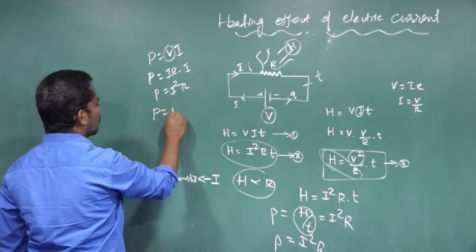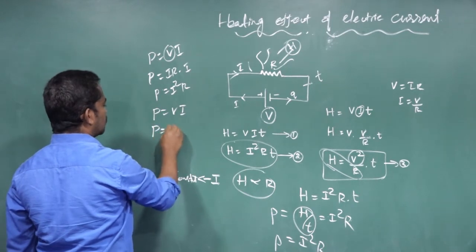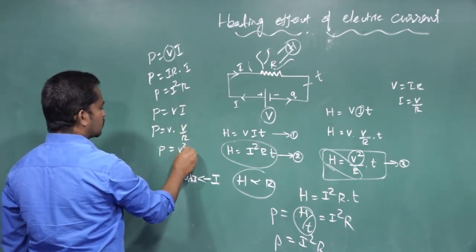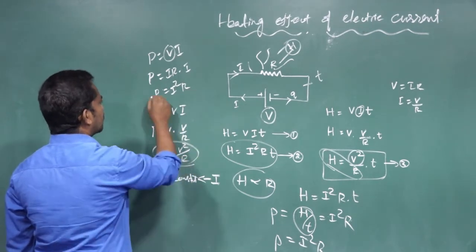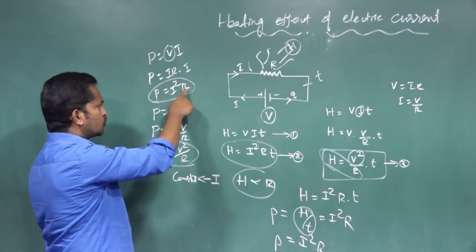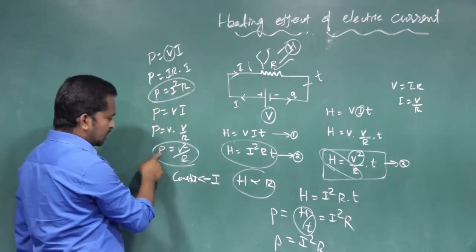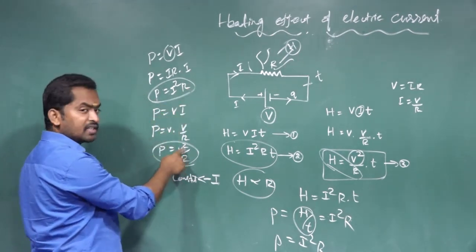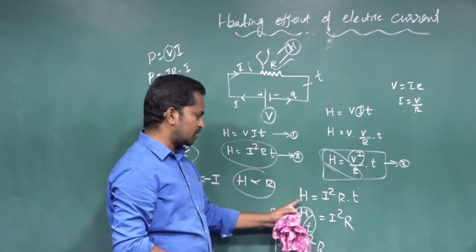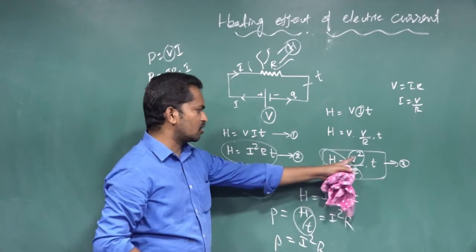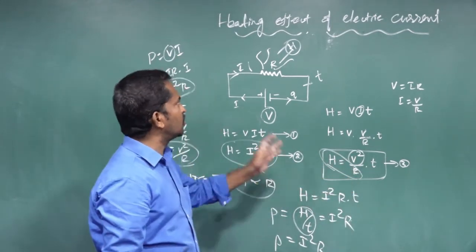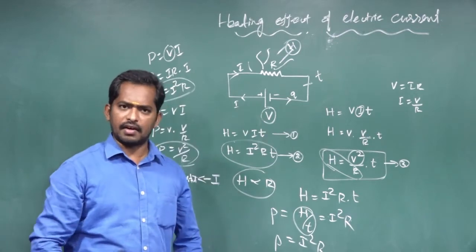Another one, P is equal to VI. So P is equal to V into I, where I is equal to V divided by R. So P is equal to V square divided by R. Same phenomena, P is equal to I square R. Power is directly proportional to resistance when current is constant. Power is inversely proportional to resistance when voltage is constant. So H is equal to I square RT and H is equal to V square divided by R into T. These two equations play an important role in the heating effect of electric current.